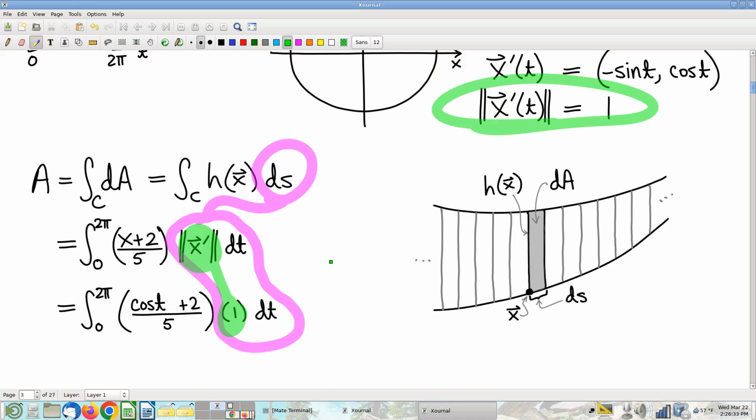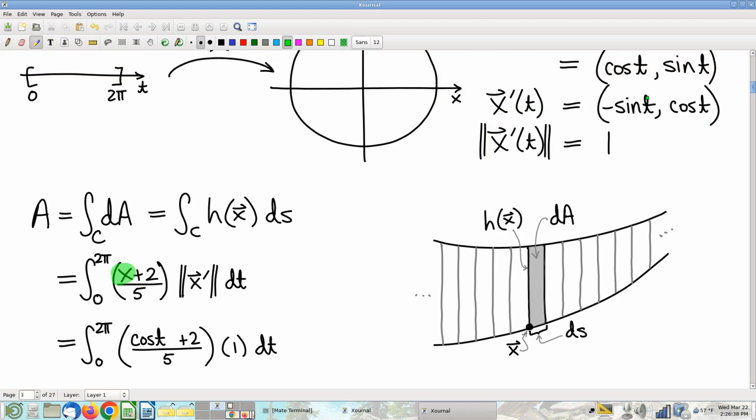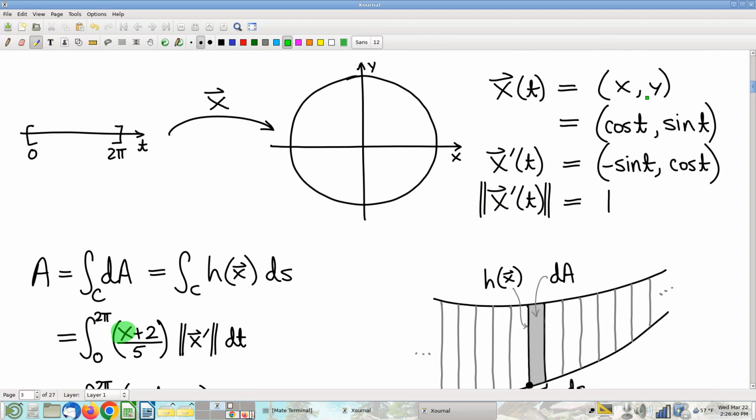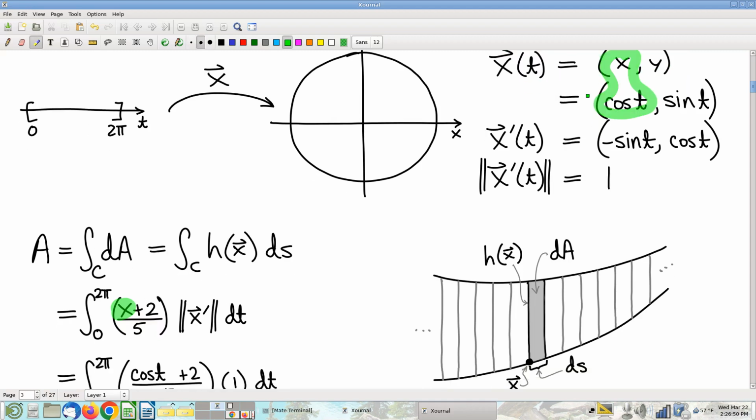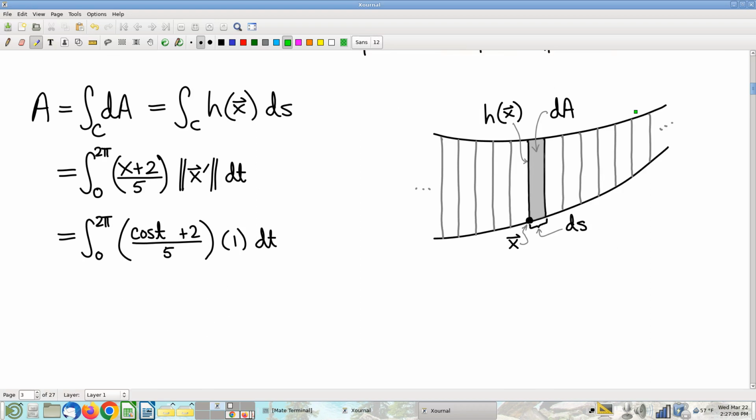Okay, now again, what's the deal with x? How do I get rid of x over here? Don't forget the parameterization tells you what x is. You can see right here, parameterizations give you x and y, position, as functions of time. And so x specifically is cosine t, and so we replace x with cosine t. All right. So that's all I'm going to say about scalar line integrals.